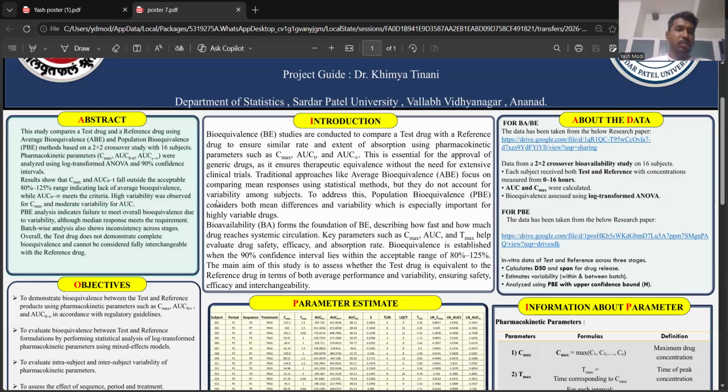Here we discuss the abstract. This study compares a test drug and reference drug using average bioequivalence (ABE) and population bioequivalence (PBE) methods based on a 2 by 2 crossover study with 16 subjects. Pharmacokinetic parameters Cmax, AUC 0 to T, and AUC 0 to infinity were analyzed using log-transformed ANOVA and 90% confidence interval. Results show that Cmax and AUC 0 to T fall outside the acceptable 80% to 125% range, indicating lack of average bioequivalence, while AUC 0 to infinity meets the criteria.